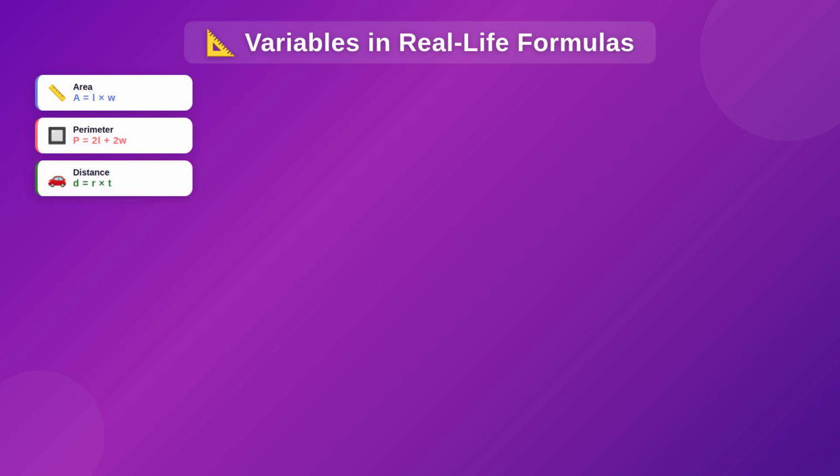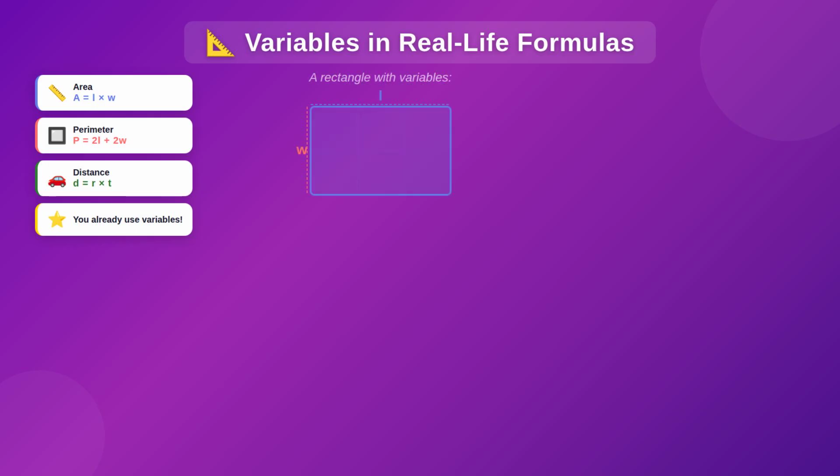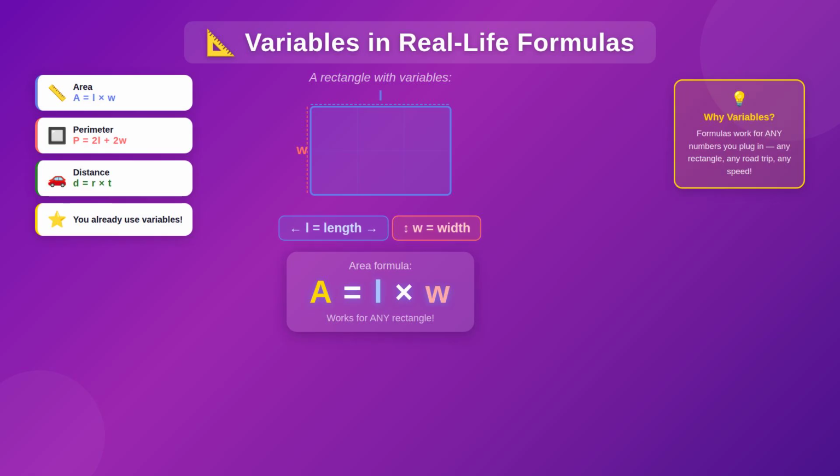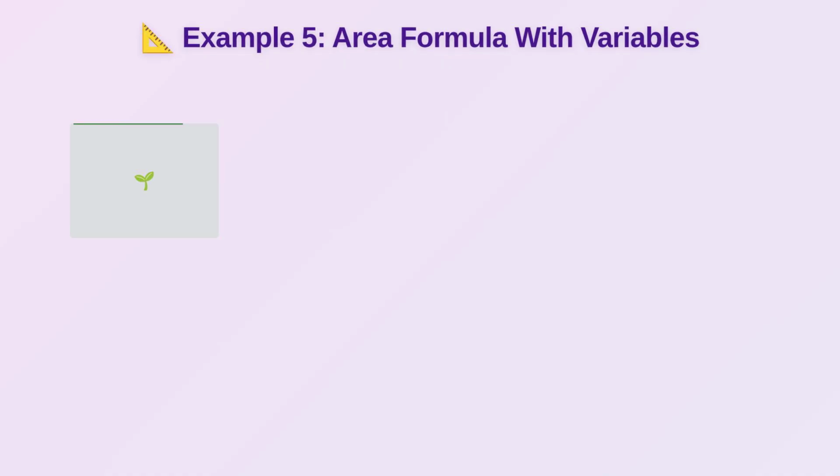Here's something cool. You've actually been using variables for a while and maybe didn't even realize it. When you calculate area in science class, you use A equals L times W. That's area equals length times width. 3 variables in one formula. Or distance equals rate times time. These formulas use variables because they work for any numbers you plug in. Any rectangle, any road trip, any speed. Variables make formulas flexible and powerful. Now every time you see a formula, you'll recognize the variables.